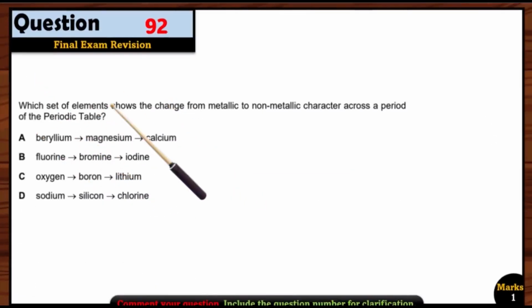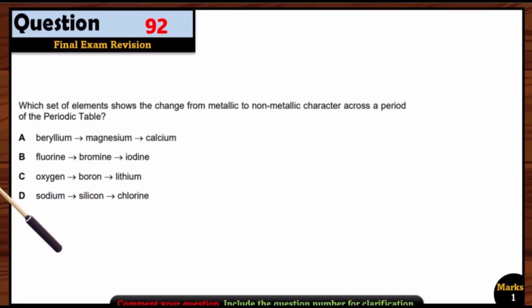Question 92. Which set of elements shows the change from metallic to non-metallic character across a period of the periodic table? So remember that metals are on the left side. So we have to find the metals. Beryllium, of course, is a metal. Fluorine, non-metal. So that option is wrong. C, oxygen is also wrong. Then sodium, that option is also right. So sodium and beryllium is right. Now we have to see the metallic to non-metallic character across the period. So if you see beryllium, and then we have magnesium. But magnesium belongs to the same group. It does not belong to the same period.